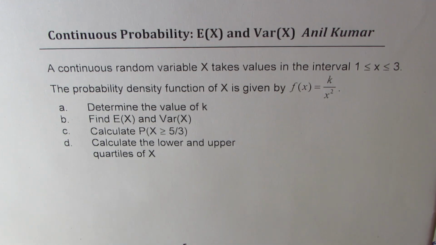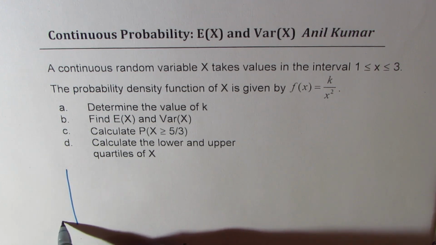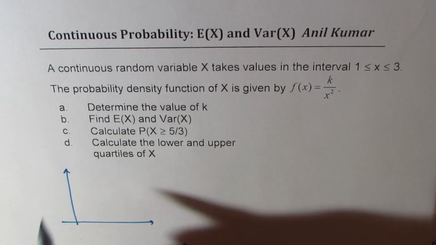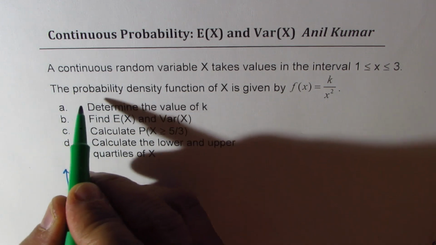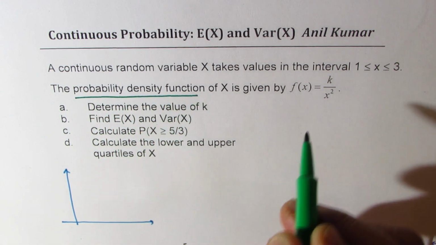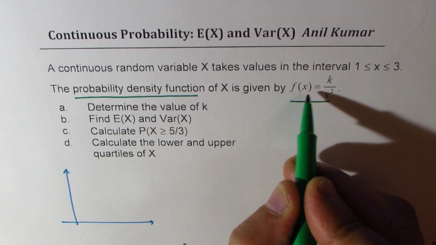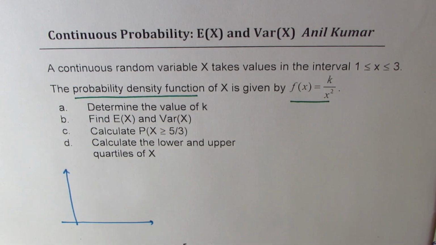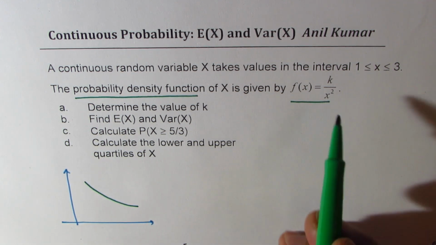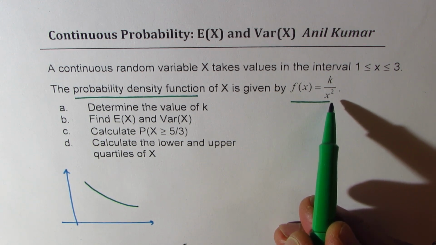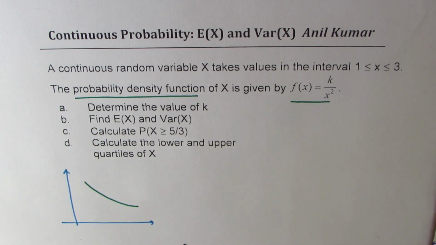Let us try to understand the question first, right? So, in continuous probability, we normally talk about the probability density function, which is given right here. So, we are given probability density function, which is defined as f of x equals to k over x squared. So, graph of this function will be kind of decreasing like this, right? As x value increases.